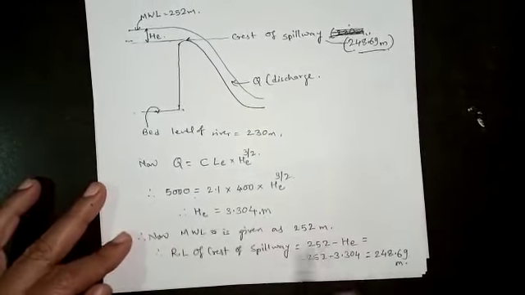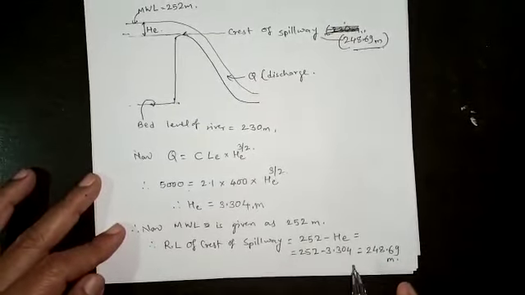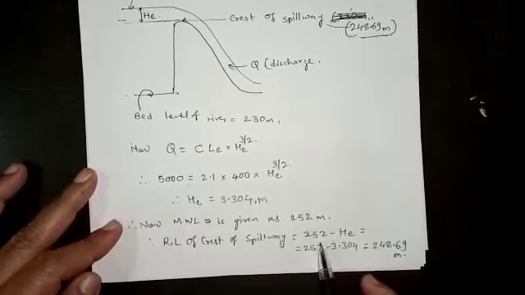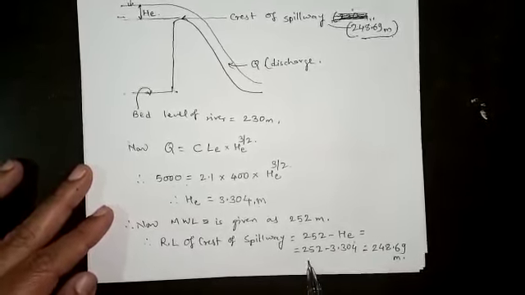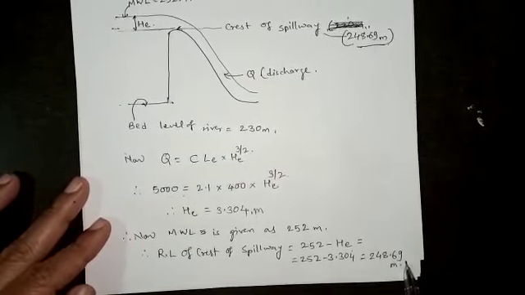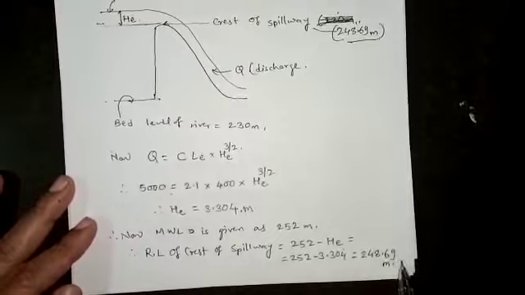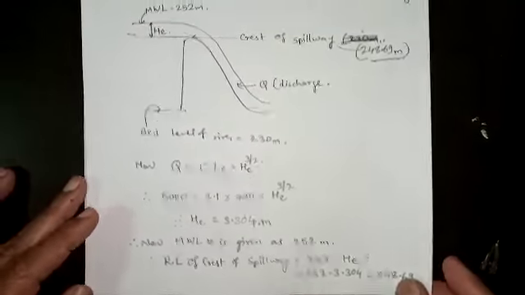Now, the maximum water level is given as 252 meters. To obtain the crest of the spillway, subtract HE from the maximum water level to obtain the level of the crest of the spillway, which comes out to be 248.69 meters. Is it okay?